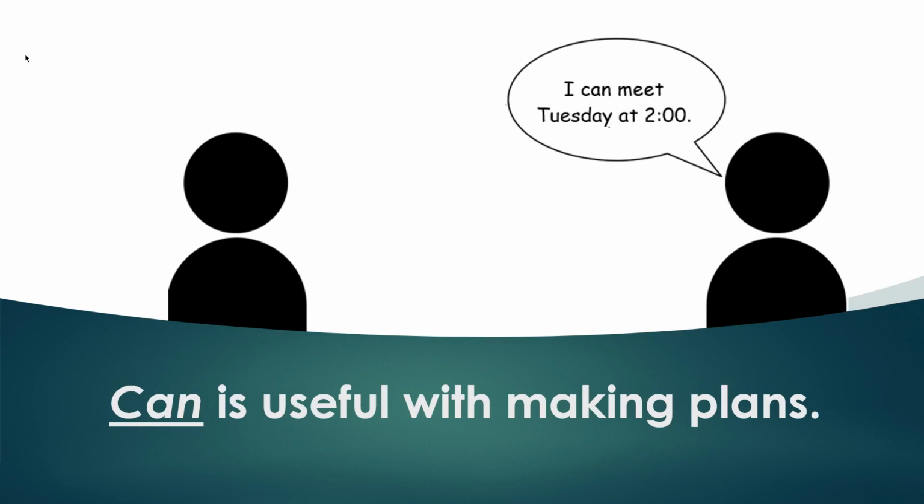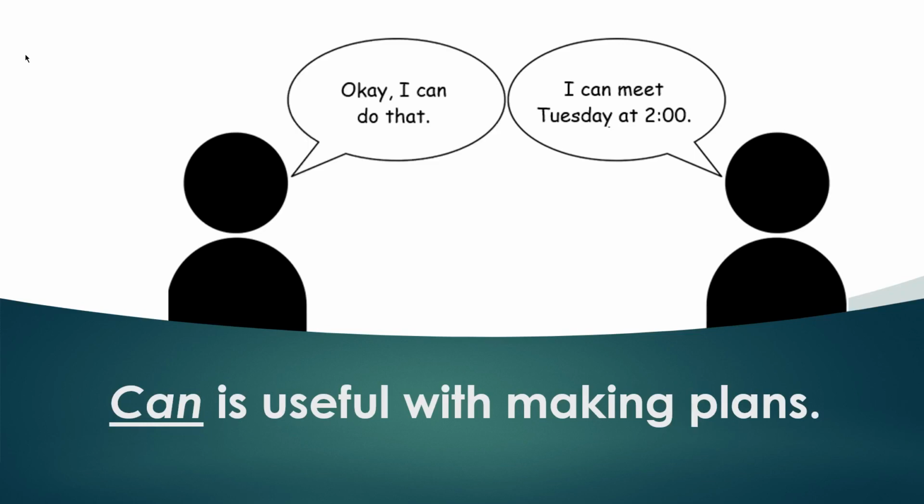Then they use can to suggest a new time. I can meet Tuesday at 2 o'clock. And finally, we have, okay, I can do that, meaning this person is also able to meet at that time.